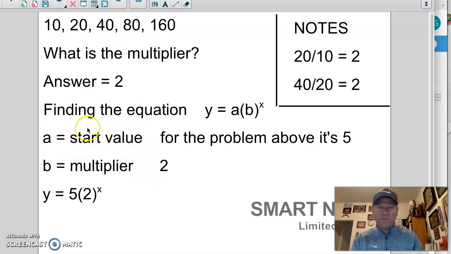Second part of today's notes, finding the equation y equals ab^x, which is the exponential form of a standard equation. We have a as the start value, b as the multiplier, and for the problem above here, if we were to put that in y equals ab^x form, 5 would be the 0 term. Go backwards one, b is 2, the multiplier, and it would be y equals 5(2)^x, my multiplier to the x power, knowing that x and y are points on the line or values in our table or our situation.